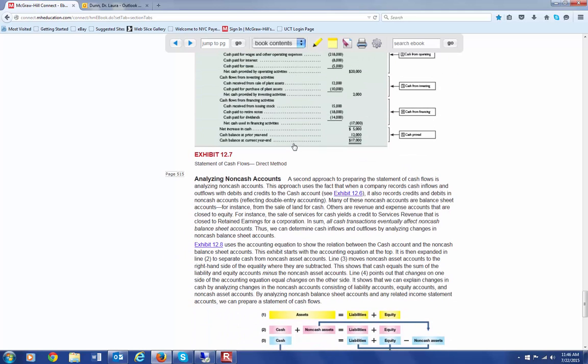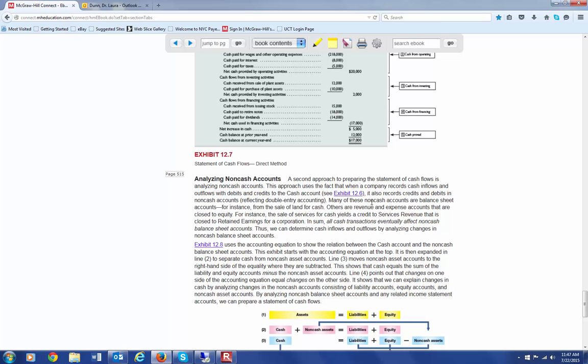So the second approach to preparing this statement of cash flow is to analyze non-cash accounts. Now, at first that may seem like it doesn't make sense. You're trying to analyze cash flow without looking at the cash. But the fact of the matter is that every cash transaction involves another account. Because remember, in double entry accounting, if you have an entry to cash, whether a debit or a credit, you have to have the opposite entry to some other account. So whenever you record something to cash, you also record a credit or debit in a non-cash account.